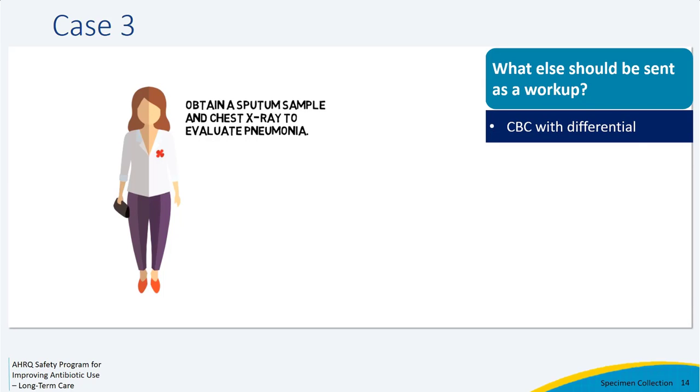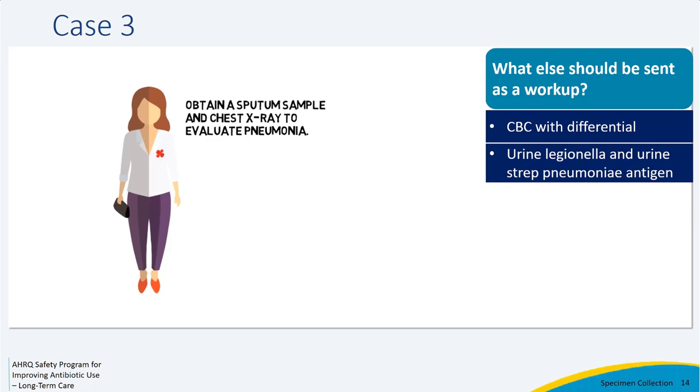A CBC with differential could help determine if the resident had leukocytosis or a high white blood cell count, which could be a sign of a developing infection. Urine Legionella and strep pneumonia antigen are great rapid diagnostic tests that could help to evaluate for common causes of pneumonia quickly. If one of these tests is positive, it can also help to choose the right antibiotic early on, which is a major benefit for the resident.